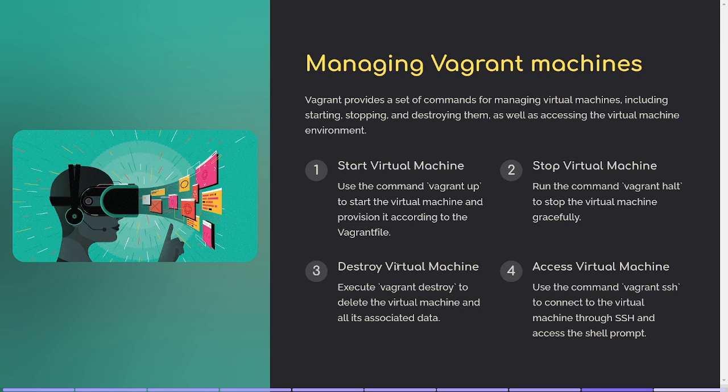Destroy the virtual machine. Execute the command vagrant destroy to delete the virtual machine and its associated data. Access the virtual machine. Use the command vagrant ssh to connect to your virtual machine through SSH and access the shell prompt.